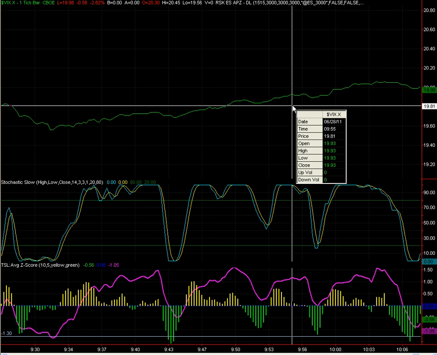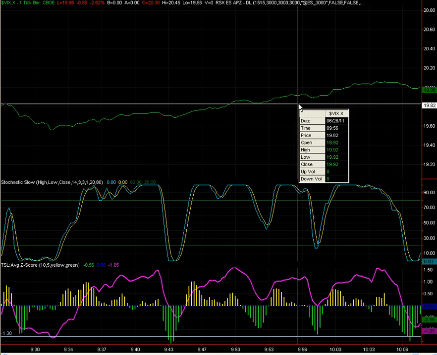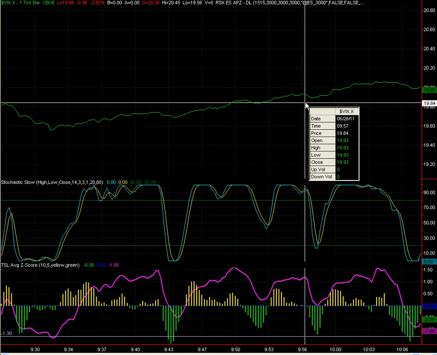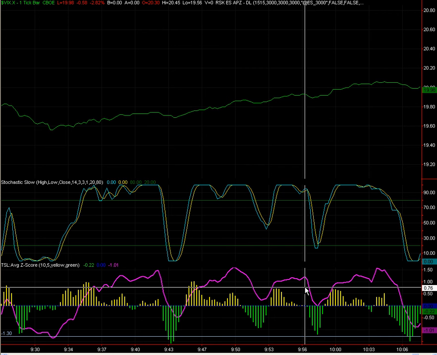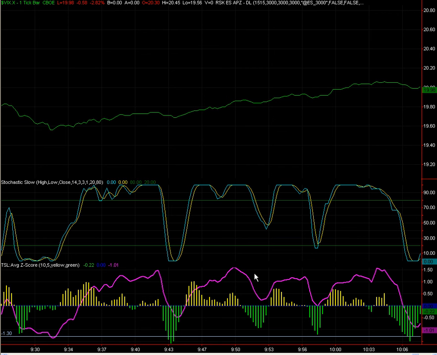955, VIX is at 1993. Test 1993 at 957. Normally, we should be lower. But with due respect to our indicators, we've got a nice divergence here.